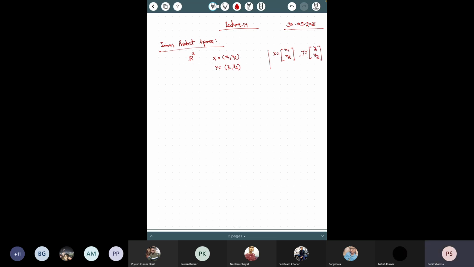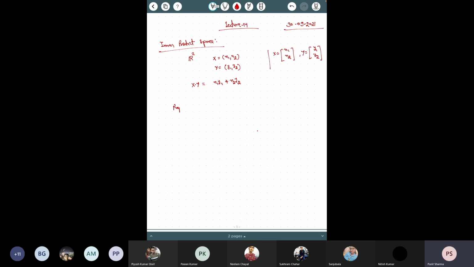Then we know the dot product in R2. The dot product is a well-defined thing in R2, and we can define it as follows: if I denote it by this notation x dot y, the dot product in R2, then it is simply x1 y1 plus x2 y2. Right. So now let us look at what are the properties this dot product in R2 satisfies.